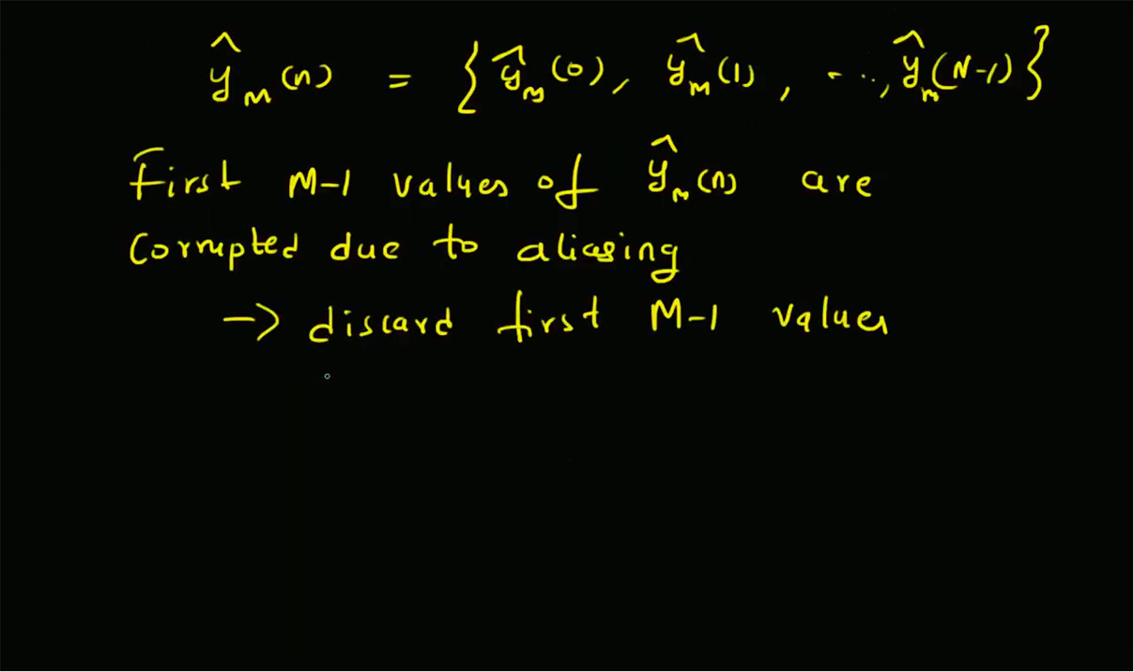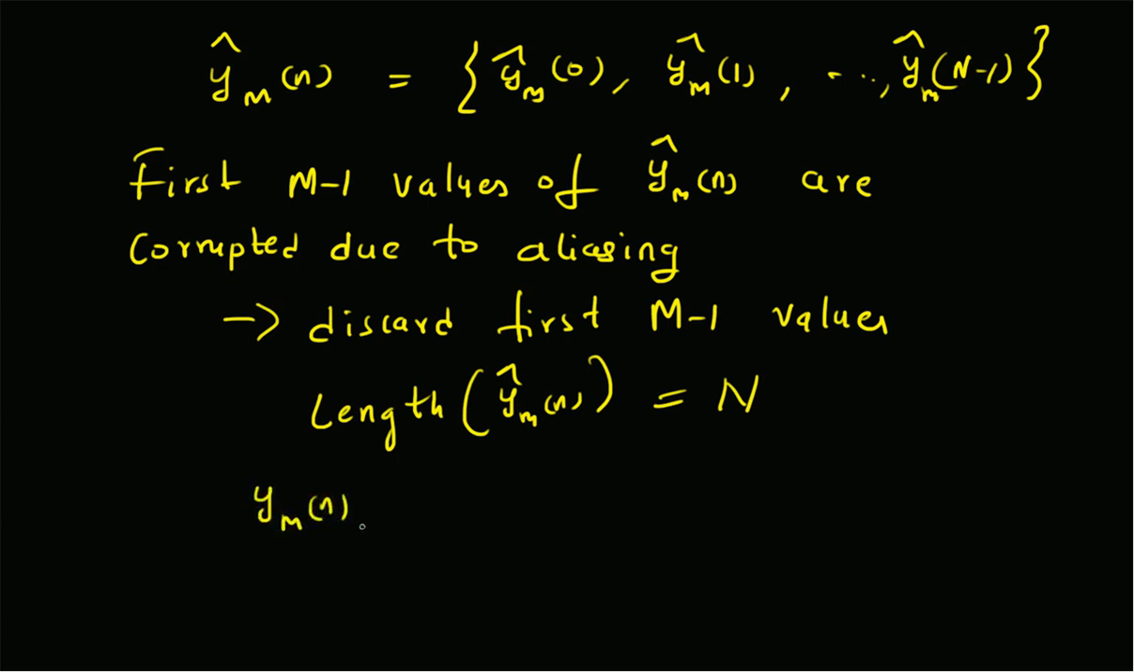Since the length of the output block Y_m of n hat is equal to capital N, and then we discard the first M minus 1 values, the leftover, which we call Y_m of n, will consist of the values Y_m hat of M, then Y_m hat of M plus 1, and so on up to Y_m hat of N minus 1.